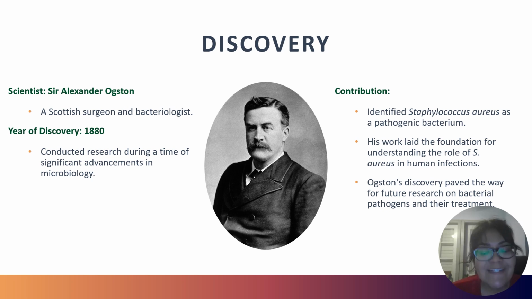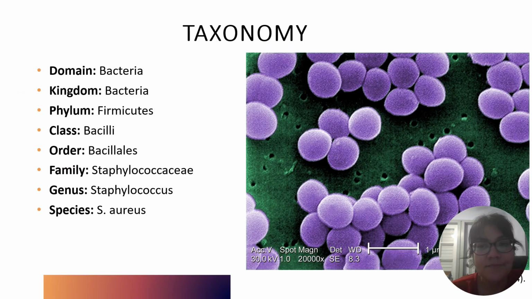It was discovered in the 1880s by this man, Sir Alexander Ogston, who was a bacteriologist, which means that he primarily studied bacteria. He identified Staphylococcus aureus back in the 1800s, and this laid the foundation for studying a lot of different bacterial infections. He paved the way for future research on bacterial pathogens, and he was the launching point for different treatments for Staphylococcus. So let's talk about its taxonomy.